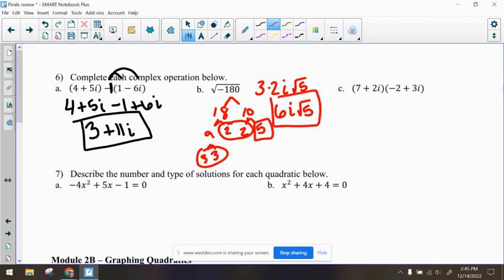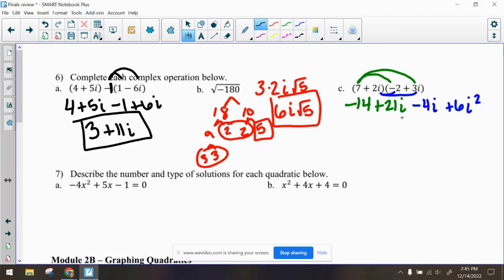On letter C, though, letter C is multiplication because I have no operation in between. If those parentheses are written right next to each other, that indicates multiplication. So I'm going to double distribute here, or sometimes call it FOIL. So I'm going to start with that part. That gives me negative 14 plus 21i. Then I'm going to go over to the second half and do the same thing. So minus 4i plus 6i squared.